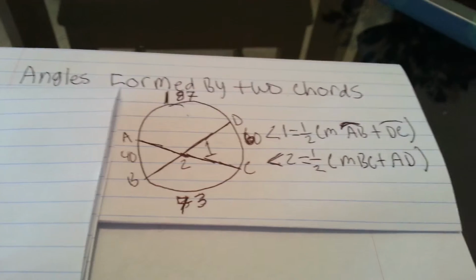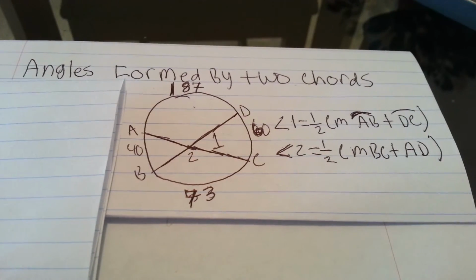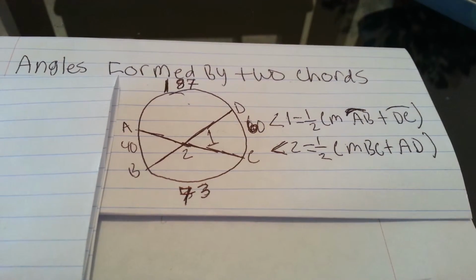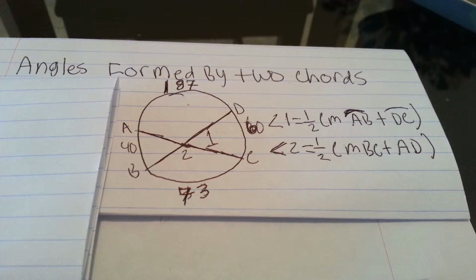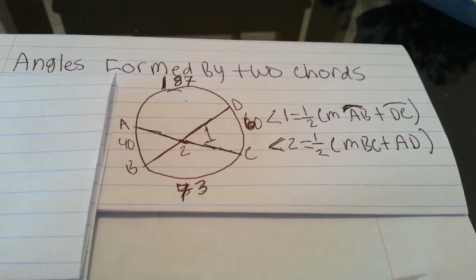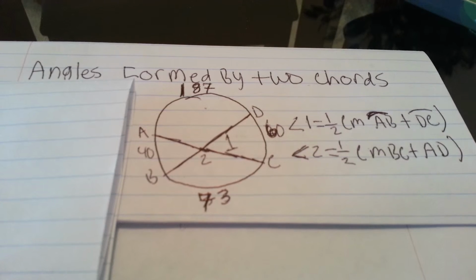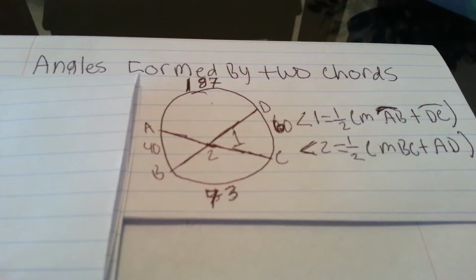And you will pretty much do the same step to find angle 2. Use the same formula, but just different arcs. So therefore you'll use arc BC plus arc AD. So you'll add 73 plus 187, and once you add those 2 up together, you should get 260 degrees for angle 2.